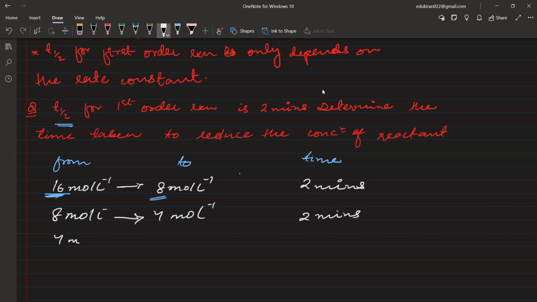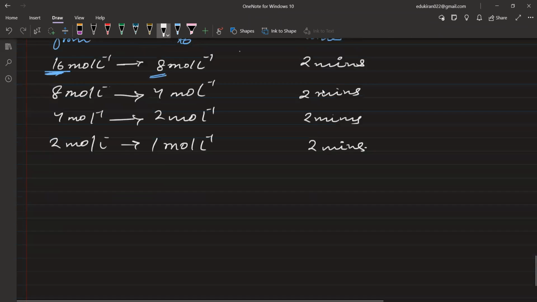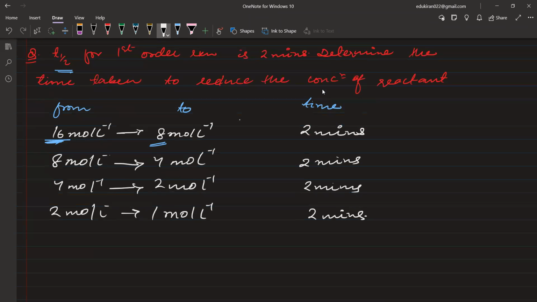When I am going from 4 moles per liter to 2 moles per liter, then how much time will it take? 2 minutes. Again 2 minutes. Very good. If I'm going from 2 moles per liter to 1 mole per liter, it is again going to take 2 minutes. Got it? ये बस आप लोग को एक आइडिया देने के लिए था, थोड़ा कंफर्टेबल करने के लिए था. आप लोगों को अजीब लग रहा होगा कि सर 8 मोल रिएक्ट कर रहा है तब भी 2 मिनट, 4 मोल तब भी 2 मिनट, 2 मोल तब भी 2 मिनट, 1 मोल तब भी 2 मिनट.